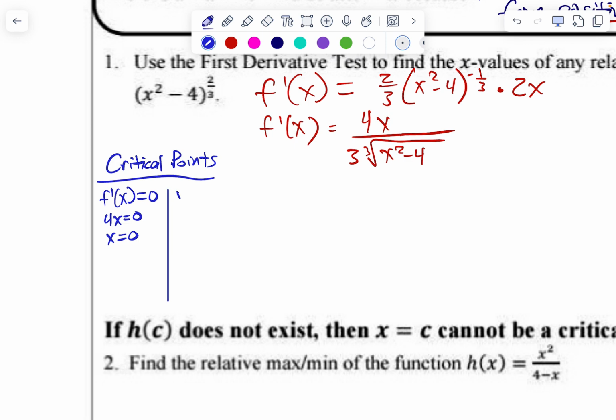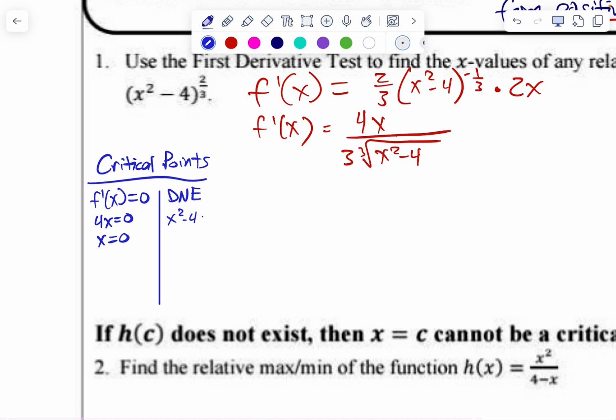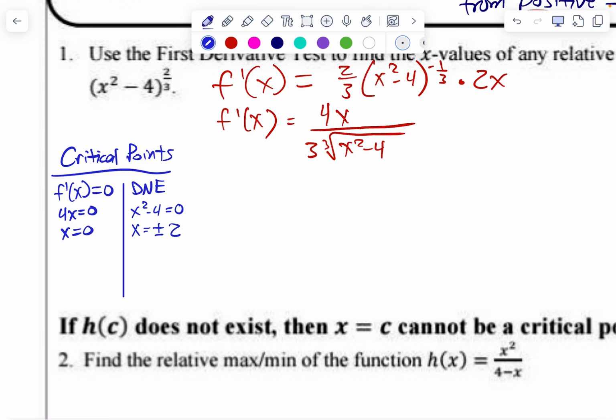Yeah, so this is where it doesn't exist. Is it ever going to be negative? I mean, inside that denominator. It's a cube root. So do we care? No. Okay. All right, now we can set up our table and check.